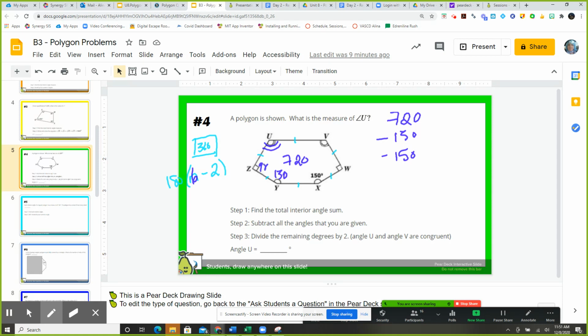The 2 90s. So sometimes people only see one of those 90 degrees. So I'm glad you saw both of them, minus 90 and minus 90. So we found the total interior angle sum. We're subtracting out all of our given angles. So in the calculator, you're going to do 720 minus 150 minus 150 minus 90 minus 90, and you get 240. So that 240 is for both angles U and V.